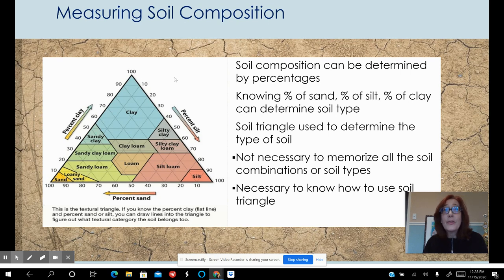You're going to be collecting 3 different samples from 3 different places around your house. I'll tell you more about it, but you're going to be using this triangle to figure out where your soil fits within these percentages. So knowing the percentage of sand, silt, and clay can determine the kind of soil it is. We're going to get a little more into it in the next slide.